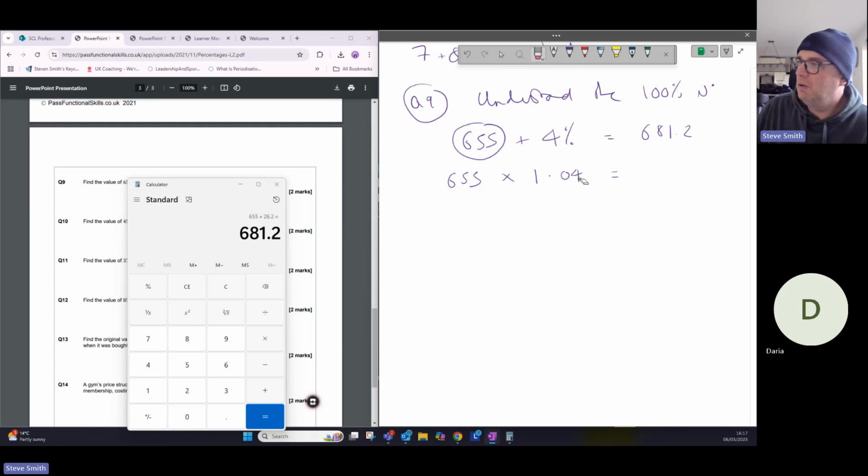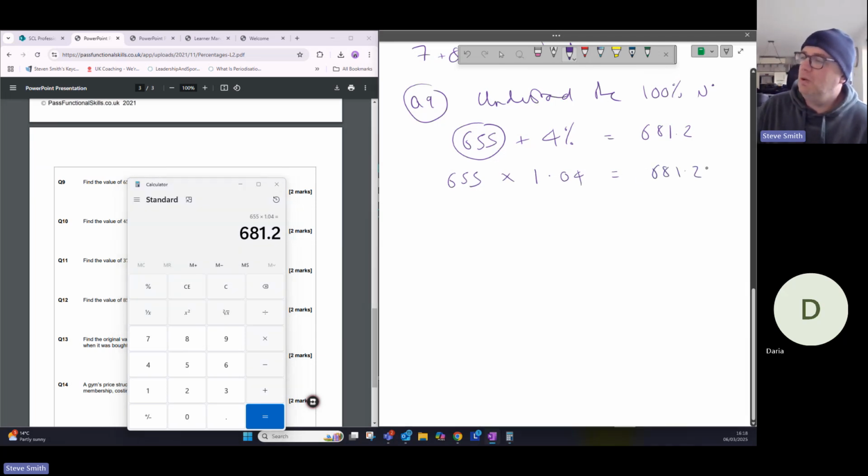If we times it by 1.4, thinking, oh yeah, that's 4%. No, because if you think about it, that's 40%. So we don't want 40, we want 4 extra percent. So we want the whole of it, and 4% more. So we don't have a percentage button on our calculator, but what we are going to do is simply type in that number, 655, times by itself, which is 1, and we want the extra 4%. And we got the same answer.